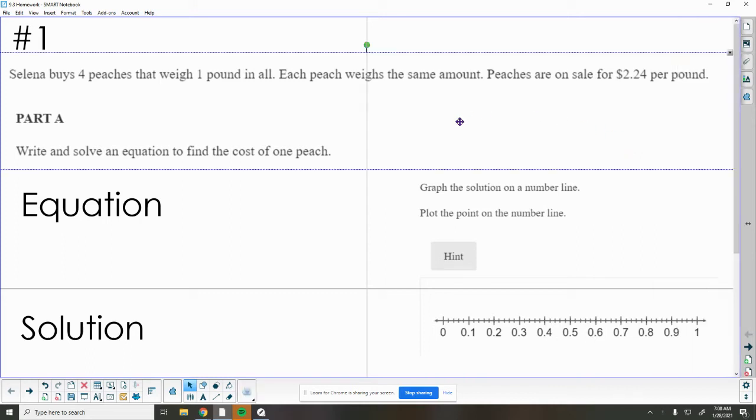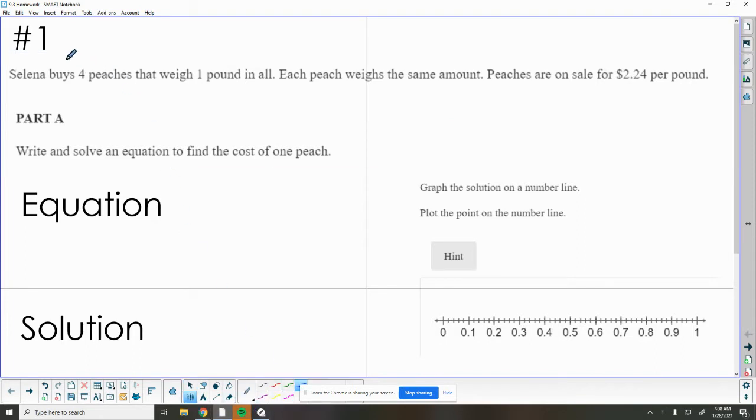This video is going to help with some of the problems on 9.3 homework. Number 1 says that Selena buys 4 peaches that weigh 1 pound total. Each peach weighs the same amount. Peaches are on sale for $2.24 per pound.